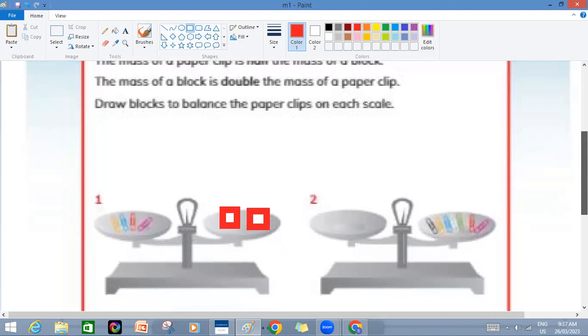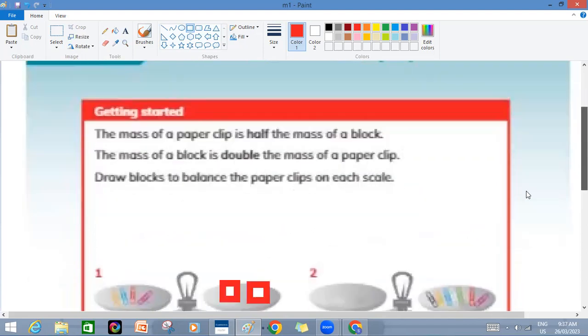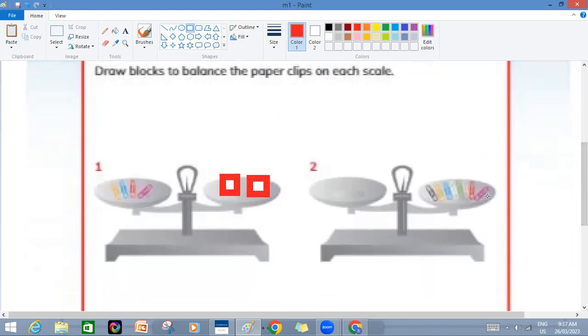In the next scale, we are going to first count the paper clips. How many paper clips do we have? 1, 2, 3, 4, 5, 6, 7, 8. So yes, there are 8 paper clips. So how many blocks are we going to make? One block for two paper clips.